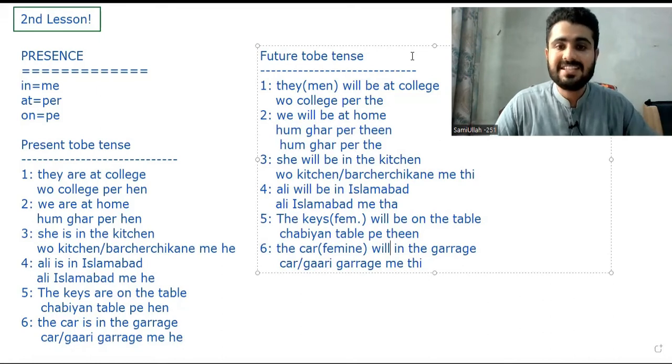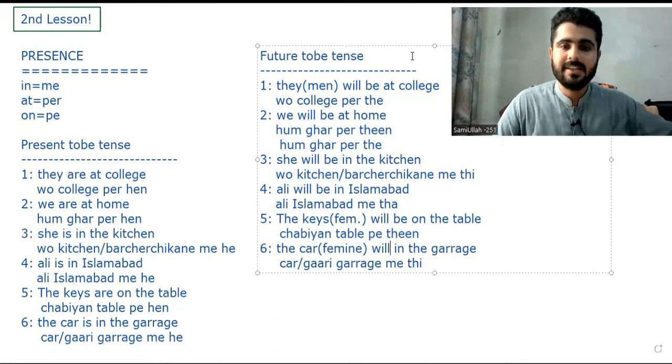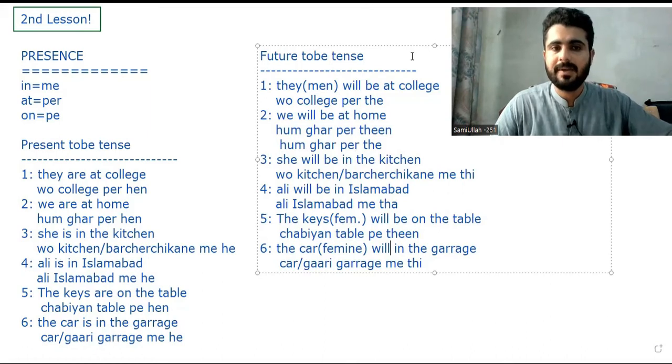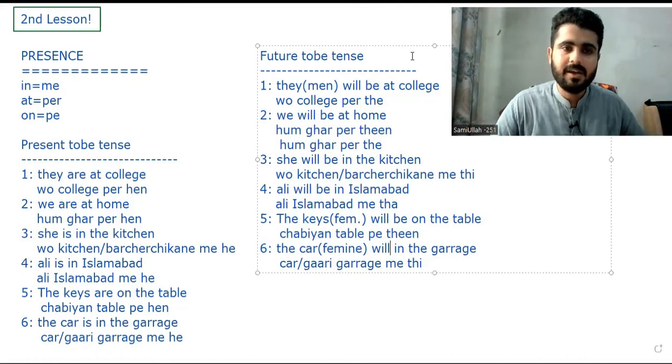But in Urdu we have 6 equivalents of the word "will be". If "I" is used in the sentence, just like a boy himself is saying "I will be there", so if "I" is used for a male, then "honga", for a female "hongi", and for a single male "hoga", single female "hogi", multiple masculine "honge", multiple feminine "hongi". Okay, those of you who have watched the first video must know this one.